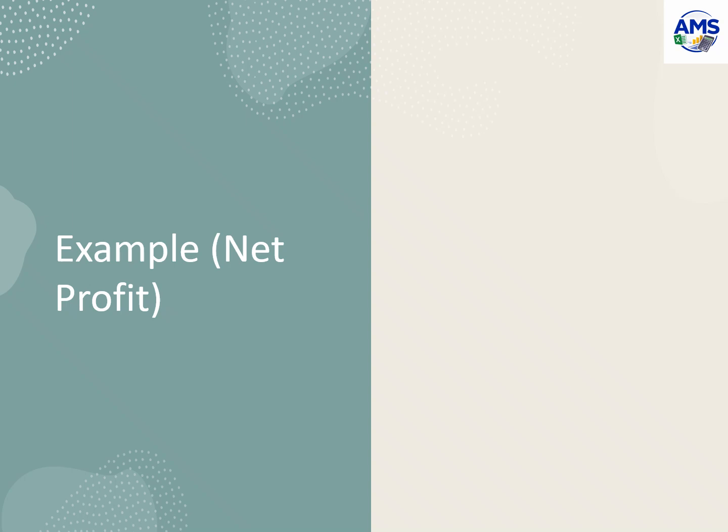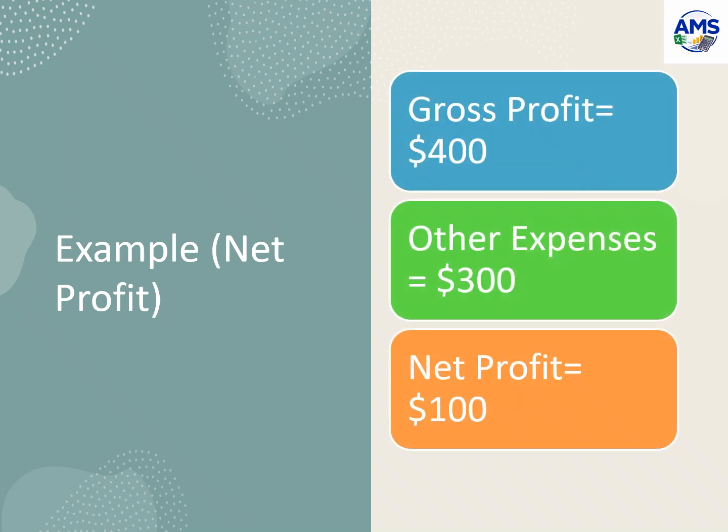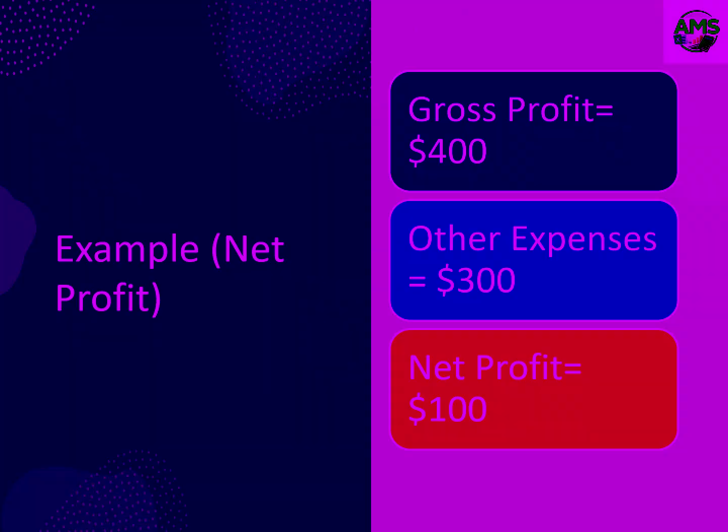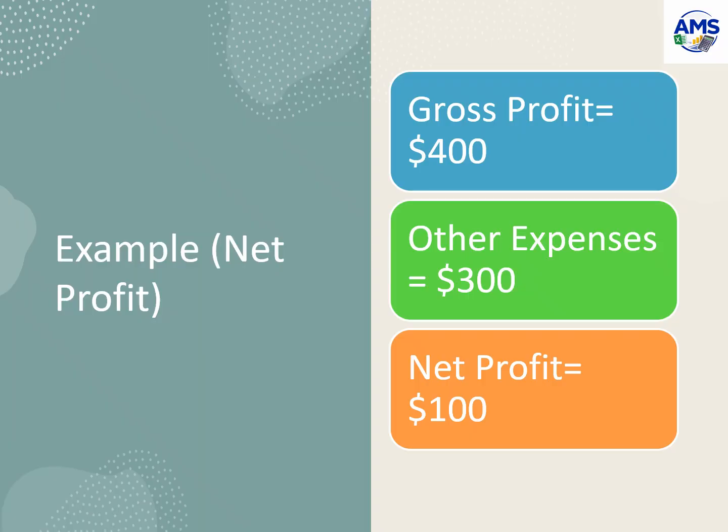Example of net profit: after arriving at your gross profit of $400, we less other expenses, say $300. After that, we arrive at our net profit of $100. So it's a continuation of gross profit, which is sales less cost of goods sold. After the gross profit, we less other expenses to get our net profit.